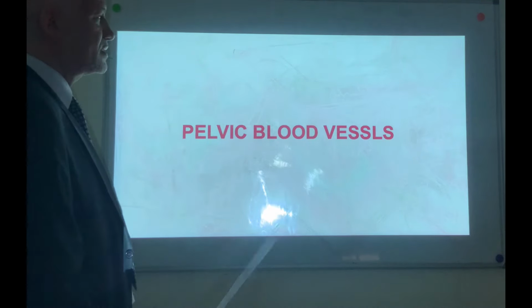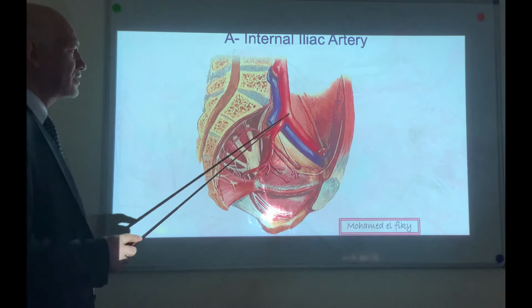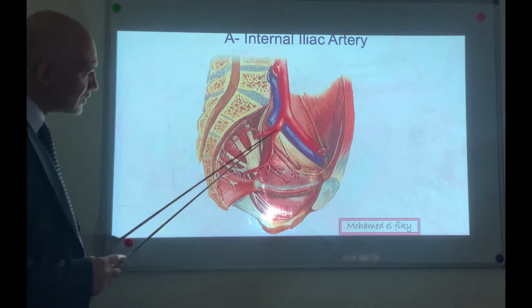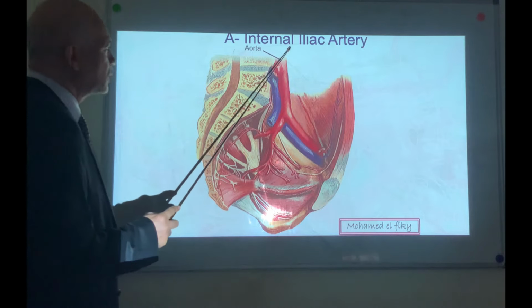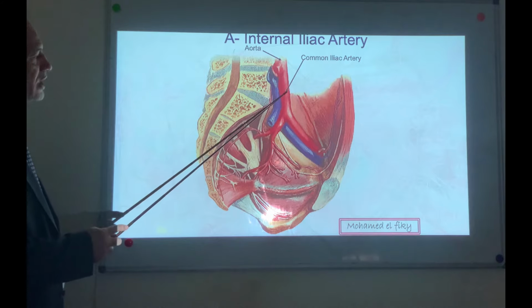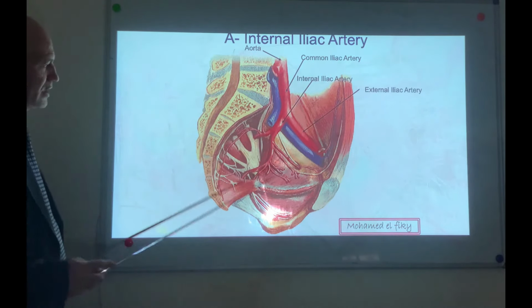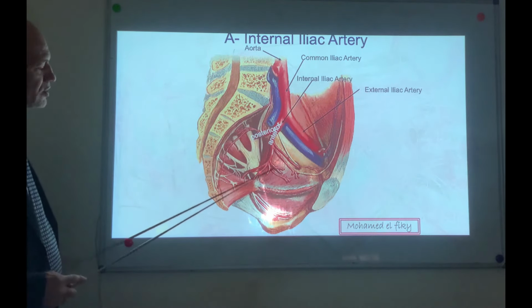Pelvic blood vessels. Again, this is the common iliac, which divides into internal iliac and external iliac. The internal iliac divides into posterior division and anterior division. This is the abdominal aorta, divided into two common iliac arteries. The common iliac divides into internal iliac and external iliac. The internal iliac divides into posterior division and anterior division.